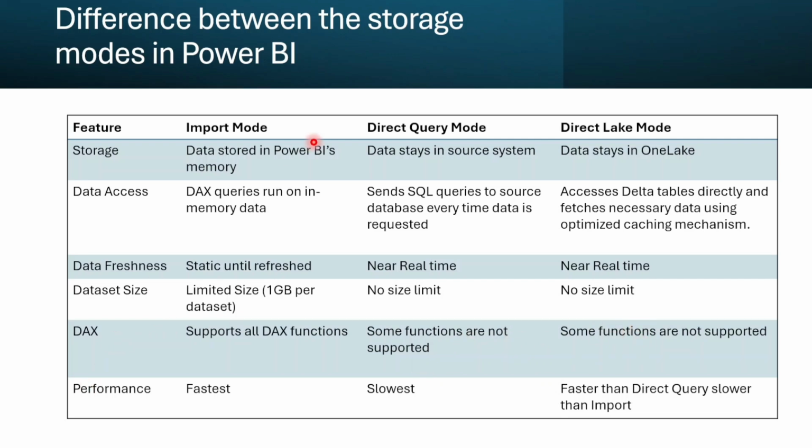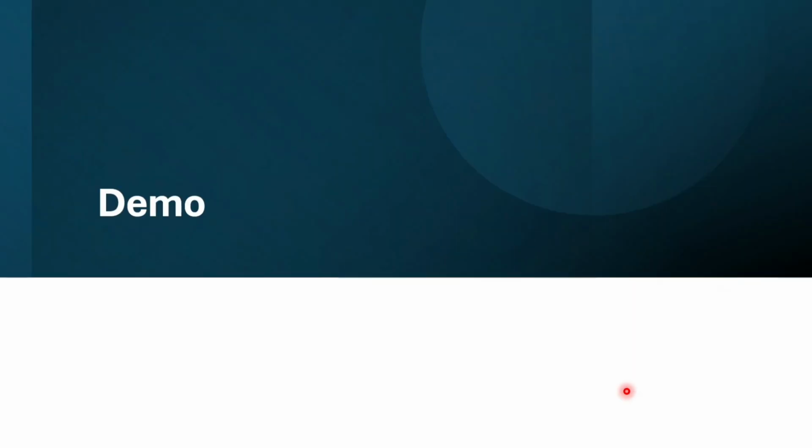For performance, import mode is the fastest mode, direct query is the slowest mode, and direct lake mode is faster than direct query mode, and it is slower than import mode. Okay, now we'll have a short demo.